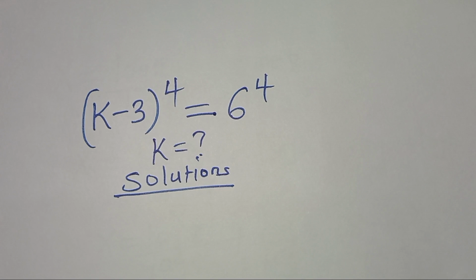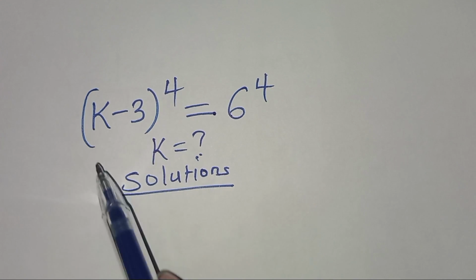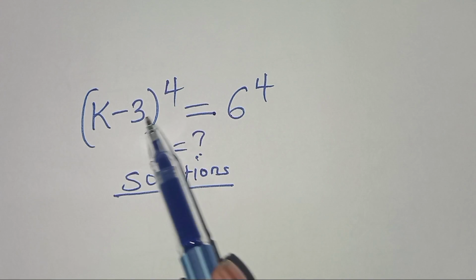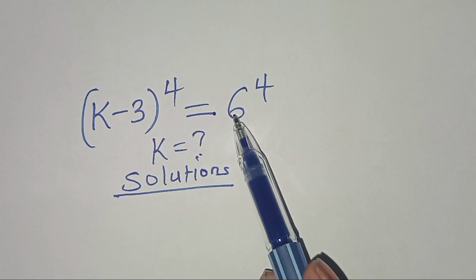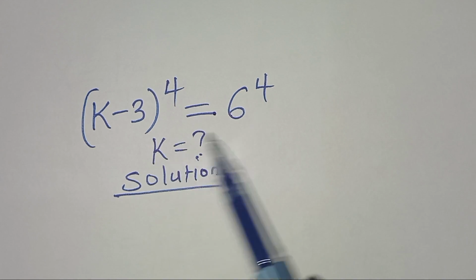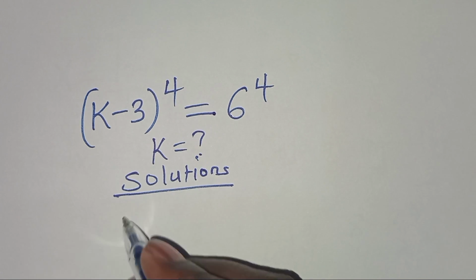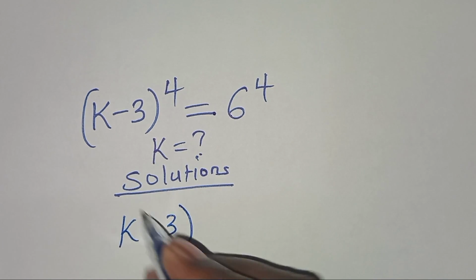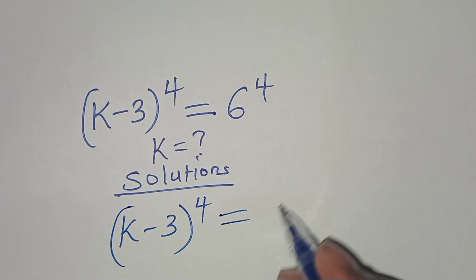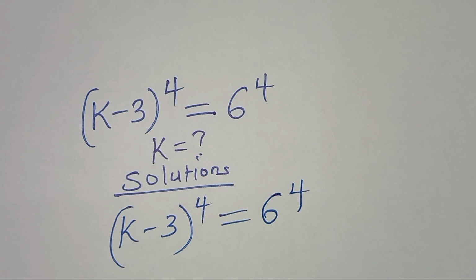Now let's present a solution here given this nice exponential equation, which is k minus 3 to power 4 equal to 6 to power 4. So what are the values of k? Now solution from here, we have that k subtract 3 raised to power 4 is equal to 6 to power 4.